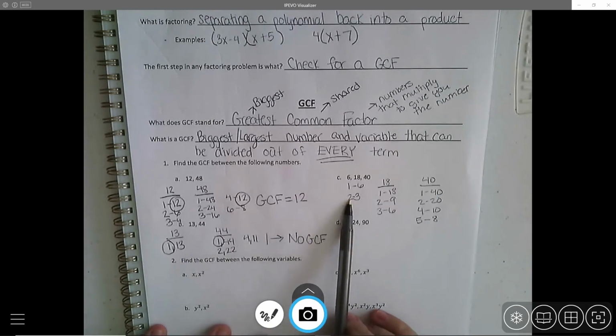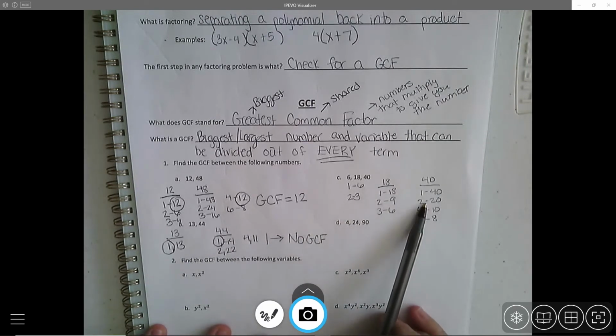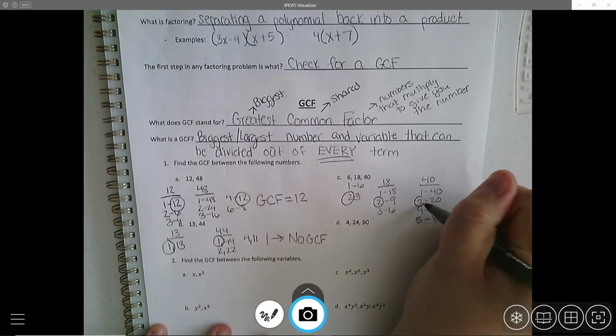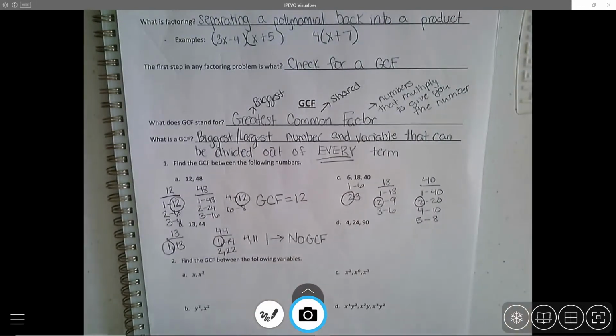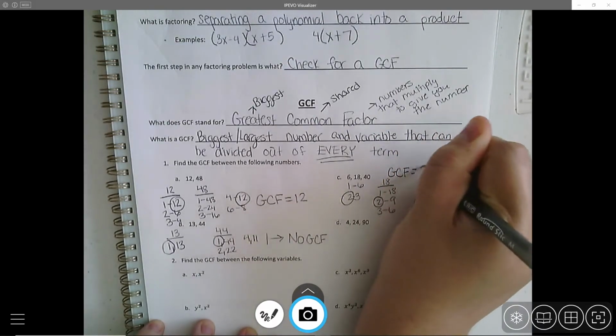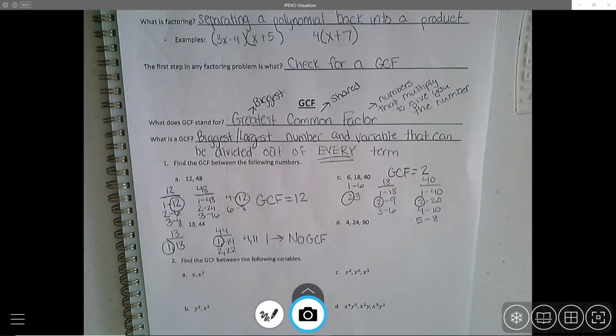Okay, 6 has a 2. 18 has a 2, and 40 has a 2. 2 is actually the largest number that all three of them share. That means that for this problem, the GCF is 2.